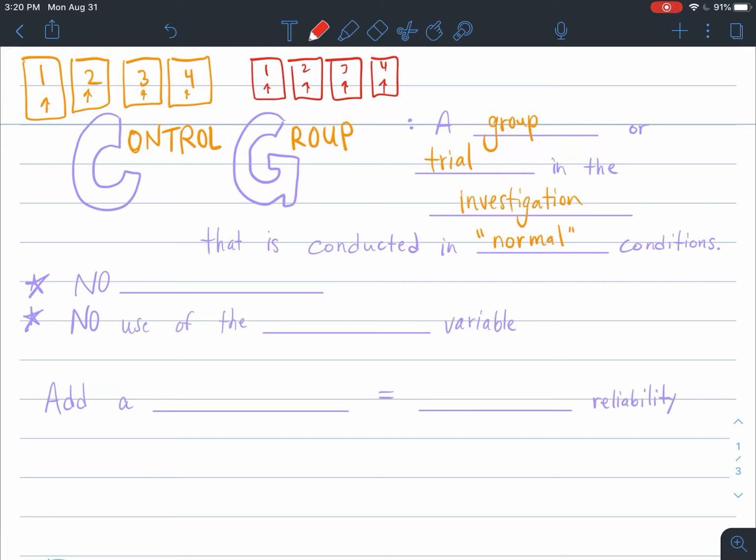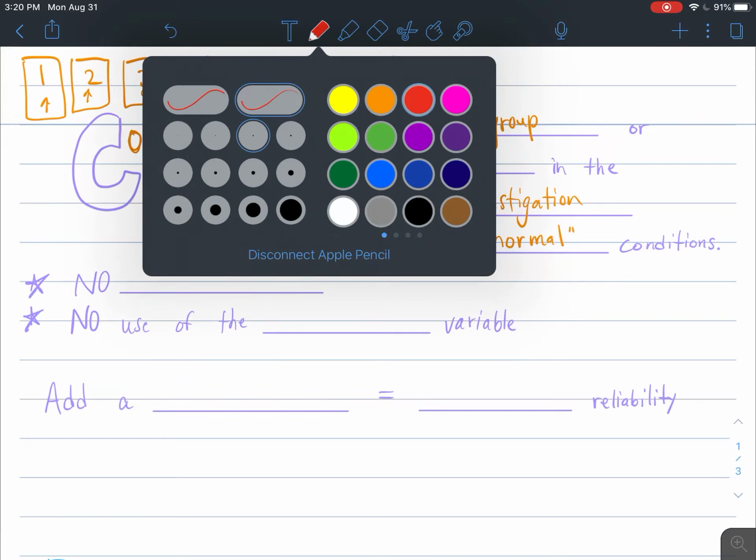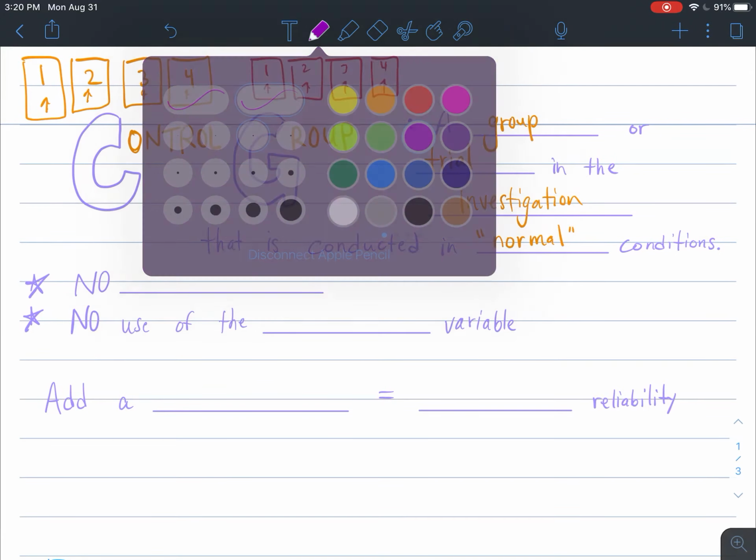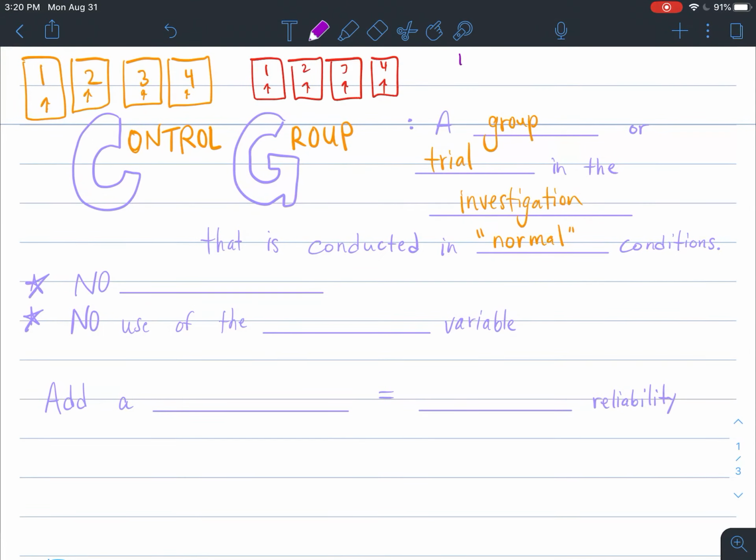So what does a control group do? Well, a control group means that, let's say, in first period, I give them ice cream and their scores go up. And in second period, I give them ice cream and their scores go up. But third period, sorry folks, I'm not going to give you ice cream.